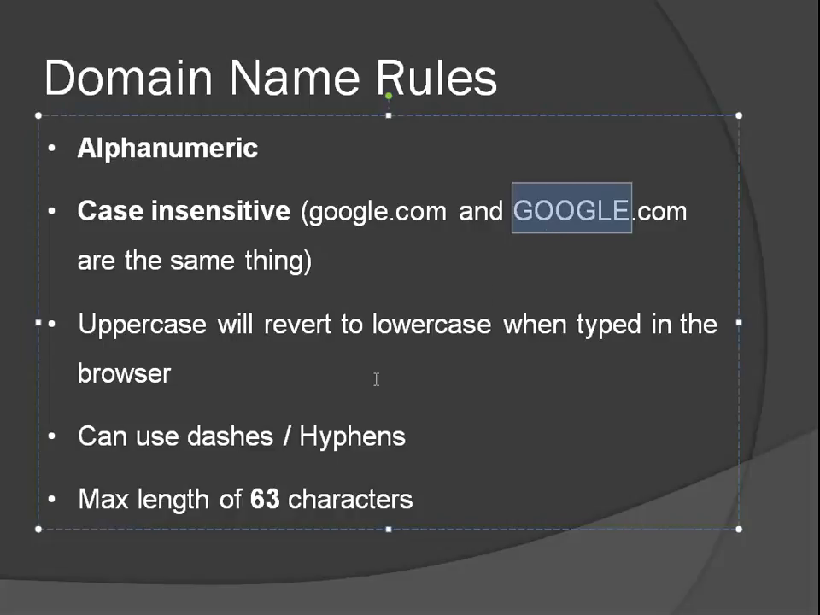them to lowercase. You can use dashes or hyphens, which are basically the same thing. They are this symbol. That's the only symbol that you can use in your domain, and I would suggest that you try not to use them, just for SEO purposes, and it just doesn't look as good. The max length of this part of the domain is 63 characters. This is actually called the label. That's the label part of the domain.